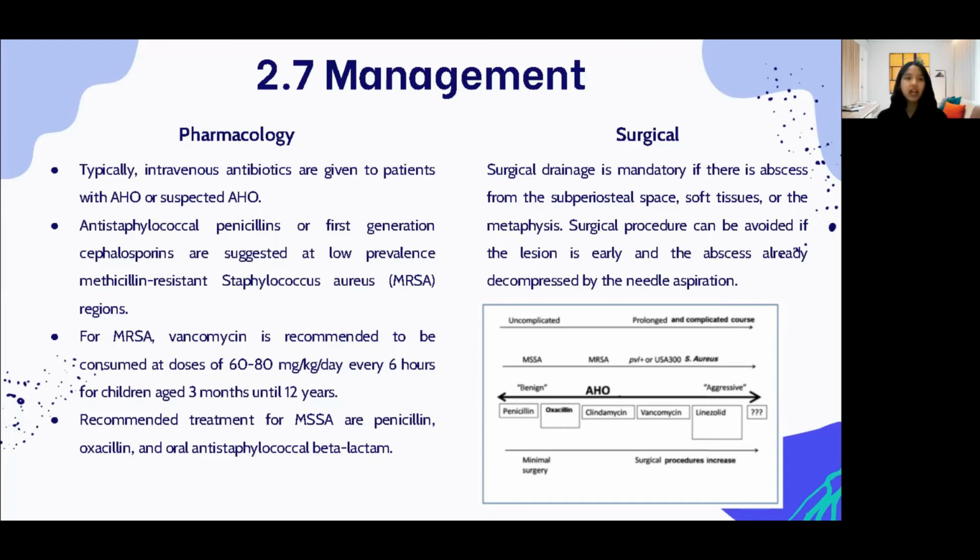For MRSA, vancomycin is recommended at doses of 60 to 80 milligram per kilogram per day every 6 hours for children aged 3 months until 12 years.